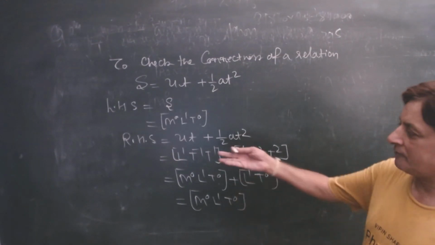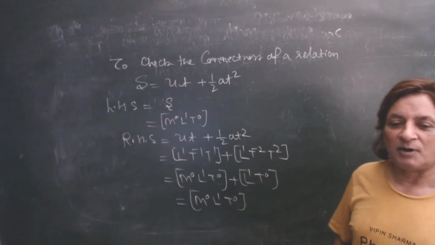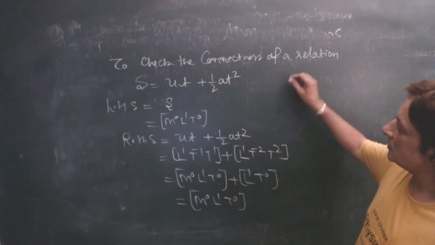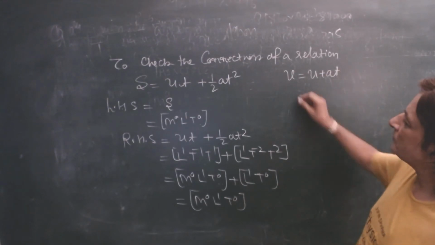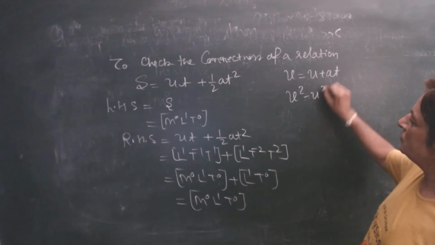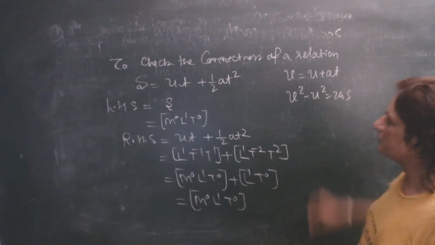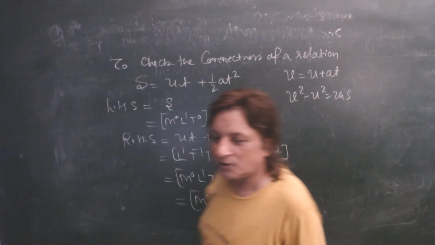So hence left hand side and right hand side have got the same dimensions. This is correct. Similarly, you can do v is equal to u plus at, v square minus u square equal to 2as. So you can do it as an exercise.